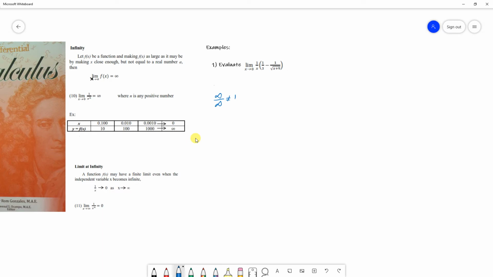Kung si numerator ay mas malaki sa denominator, the answer must be greater than 1. But if the denominator is greater than the numerator, of course, the answer is less than 1. Since you don't know which one is greater, if the numerator is greater or the denominator is greater, hindi natin alam. So, the answer here is, again, undefined. Because this form is also indeterminate.